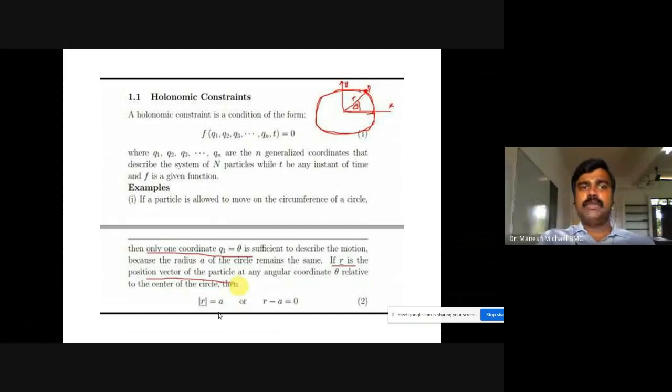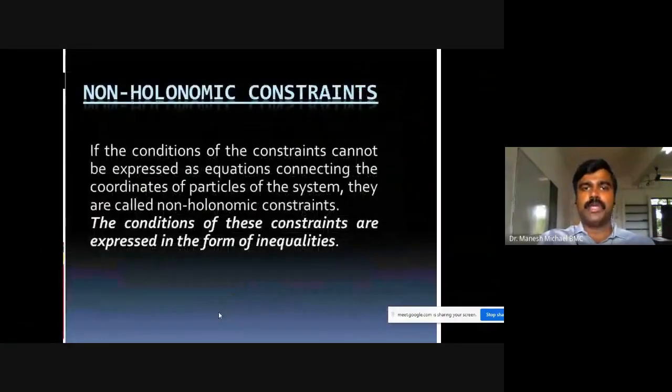Exactly the opposite happens in a non-holonomic constraint. Suppose the condition for a constraint cannot be expressed as an equation connecting the coordinates of the particles, then it is known as a non-holonomic constraint. Basically, these non-holonomic constraints are expressed in the form of inequalities.